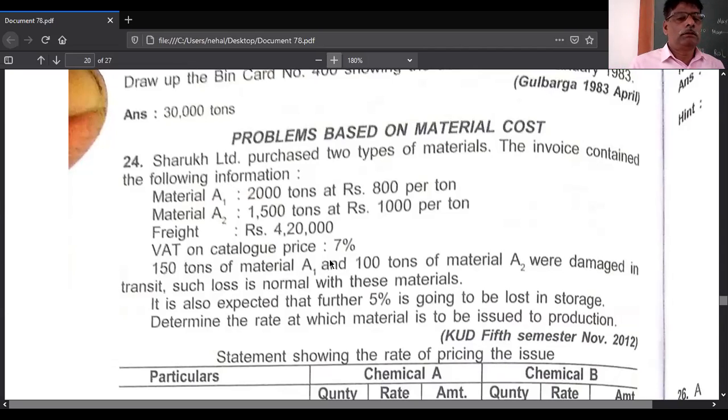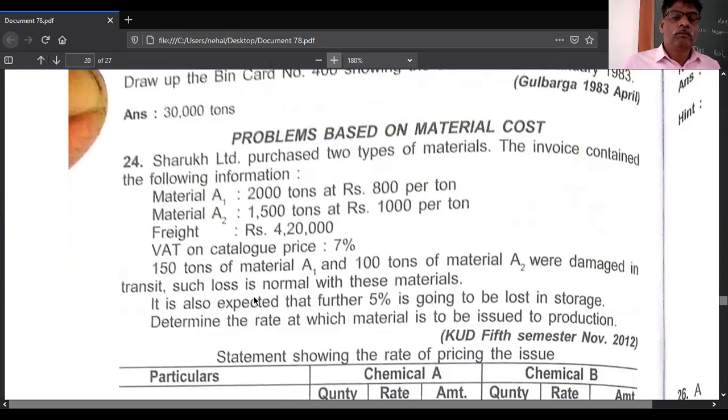Then VAT is 7%. So VAT is always calculated on the price. On the price, you have to calculate the VAT. And 150 tons of A1 and 100 tons of A2 were damaged in transit. There is a loss of quantity, so that quantity is to be deducted from the total quantity.